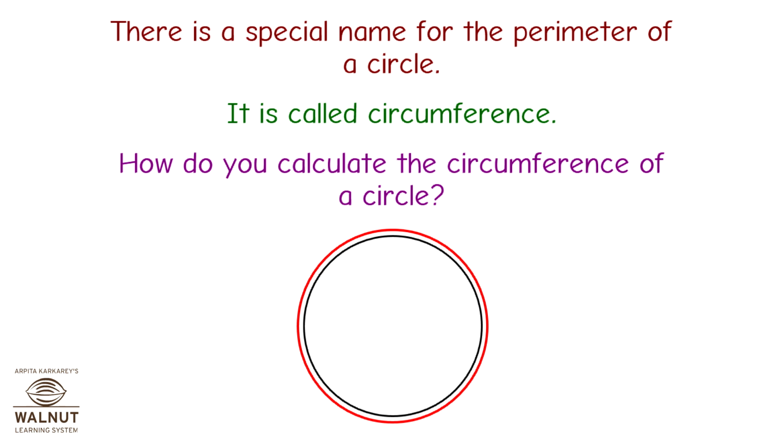How do you calculate the circumference of a circle? You can put a string around it and then measure the length of the string. But that doesn't seem like the way real mathematicians would do it. Then is there a formula for this? Yes, there is.